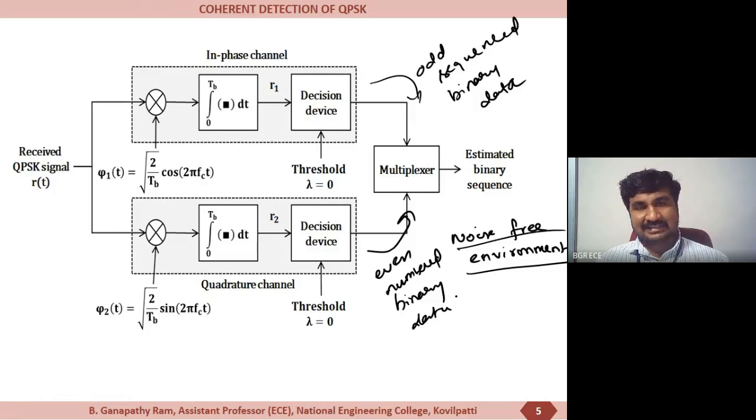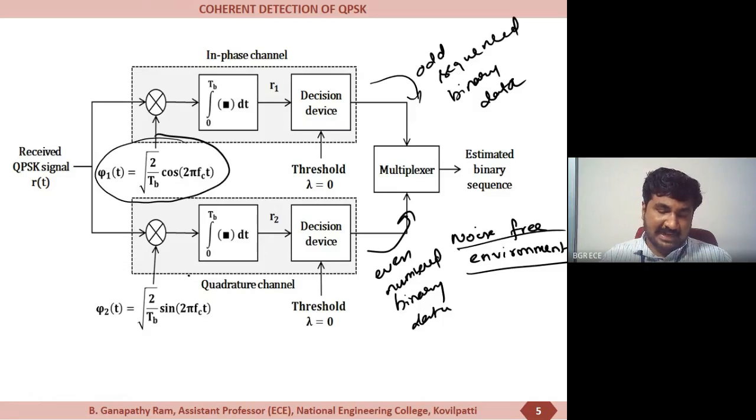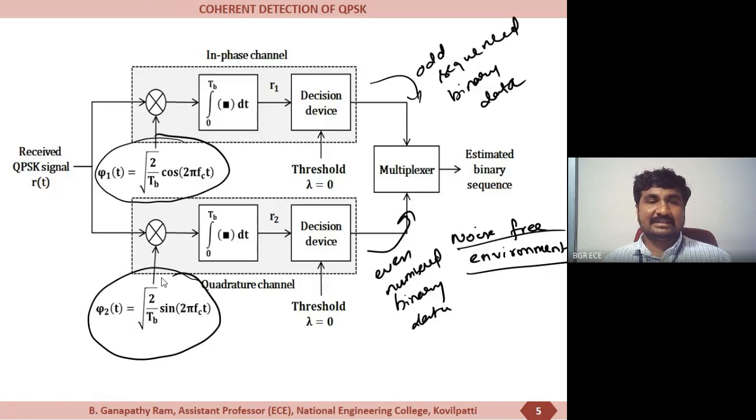And these two parallel channels are having two binary receivers. The in-phase channel is having one set of binary receiver and the quadrature channel is having another set of binary receiver, which is of coherent type. Here the term coherent comes from the fact that the carrier frequency supplied to the product modulator is synchronized in frequency and phase with respect to the carrier signal generated by the local oscillator at the transmitter.